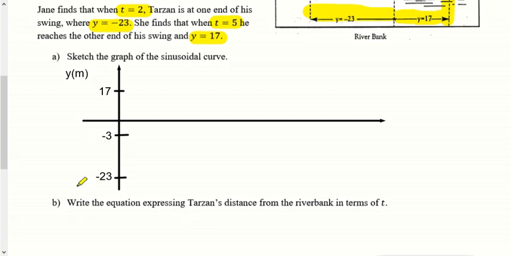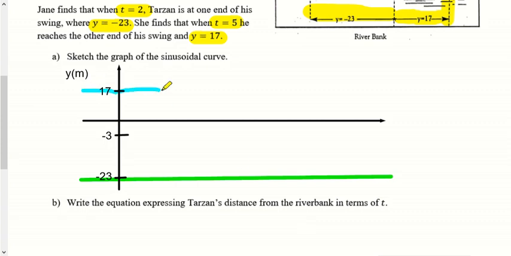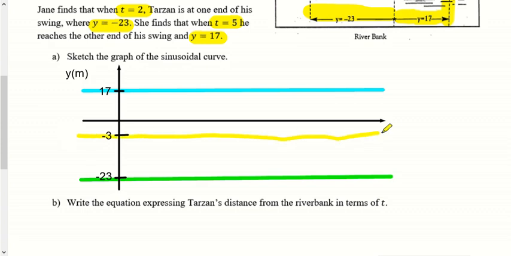So I'm going to label that on there as well. I like to have some nice horizontal lines going across here to show me where my marks are. Negative 23 was over land, so I made that line green. 17 is up here over the water, so I'm going to make that line blue just to remind me that this is when I'm over the water and this is when I'm over the land. And then negative 3 would be the midline of my sinusoid, and I'm just drawing that as yellow.